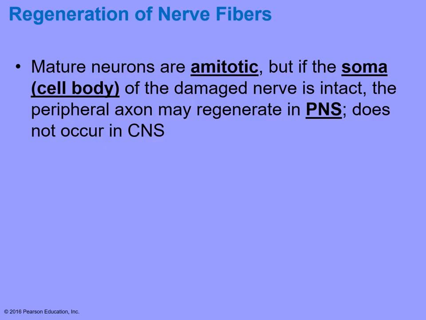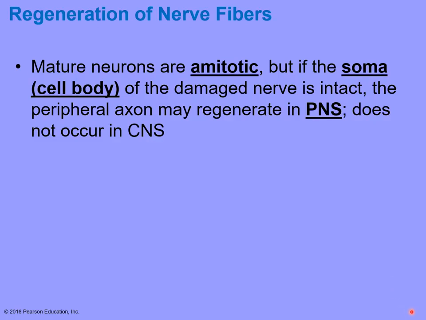Mature neurons are amitotic, meaning they usually are not going to go through mitosis anymore. But if the soma, the cell body, remains intact and a nerve has been damaged, then the peripheral axon may regenerate, but only if it's in the peripheral nervous system. The nerves do not regenerate in the central nervous system, and that is one of the problems we have in trying to deal with treatment of severe brain injuries and severe spinal cord injuries.